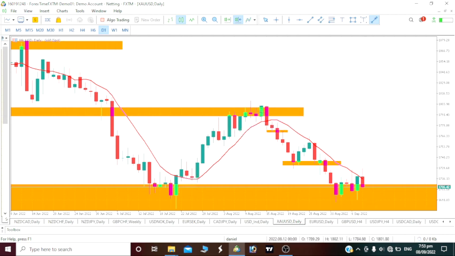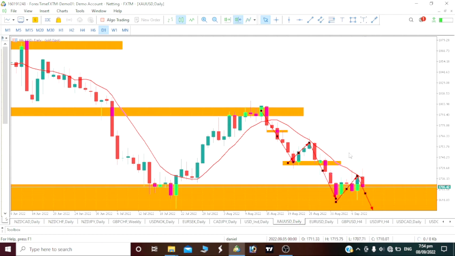We all see this impulse move downward. A correction was made. We had another impulse move, and we had this correction here. So now with this correction, what are we expecting again? Another impulse move from the daily time frame standpoint. So this is actually a bearish trend we are looking at.